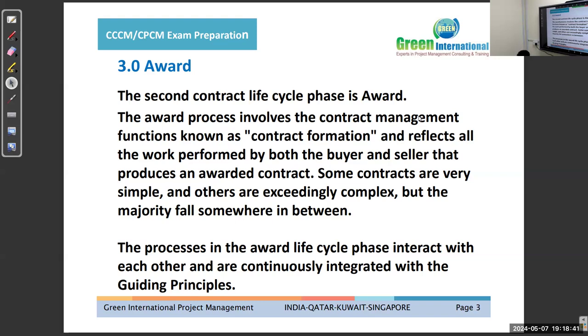The processes in the award life cycle phase interact with each other and are continuously integrated with the guiding principles. The guiding principles are the ones we went through in our session number 3. In that we saw multiple guiding principles which will be implemented in each and every phase of the life cycle.